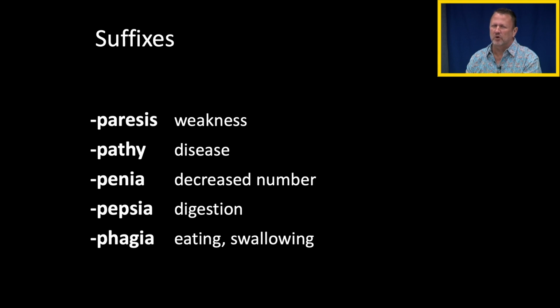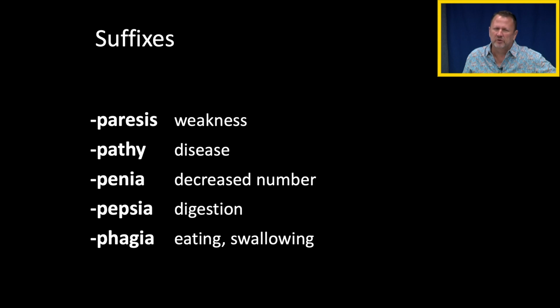And so neutropenia means too few neutrocells. Me and a neurologist would talk about encephalopenia, meaning we didn't really have enough brain power that day. We were having an encephalopenic day. Pepsia has to do with digestion, and so dyspepsia, you'll see heartburn referred to as dyspepsia, some kind of abnormal process with digestion.